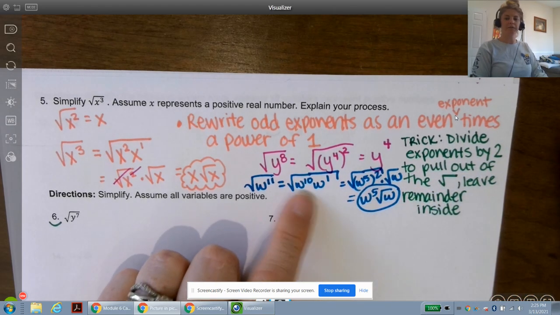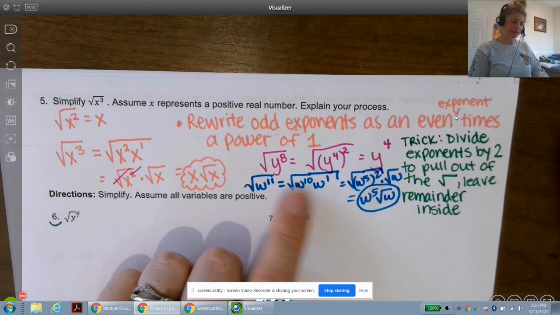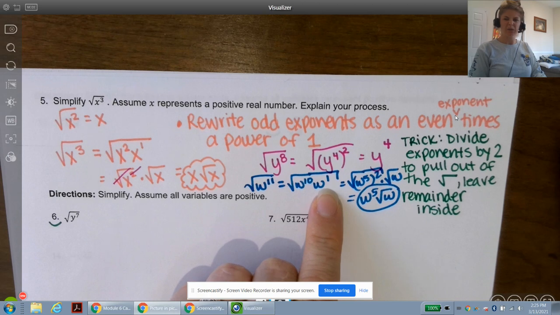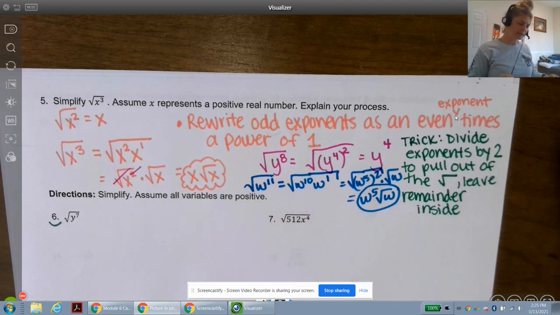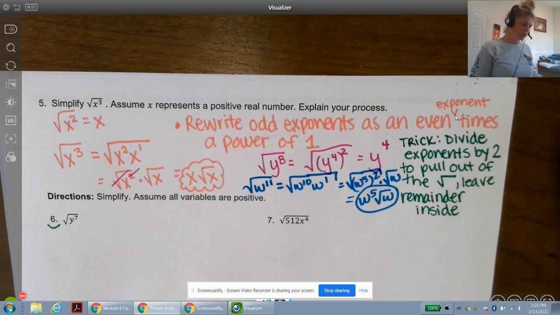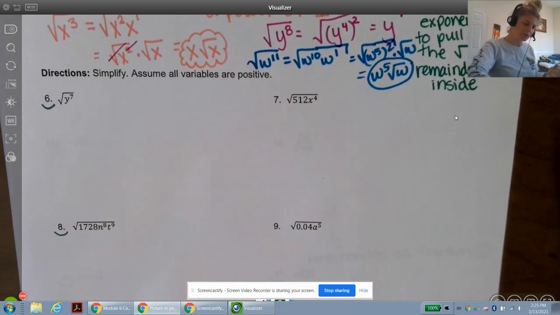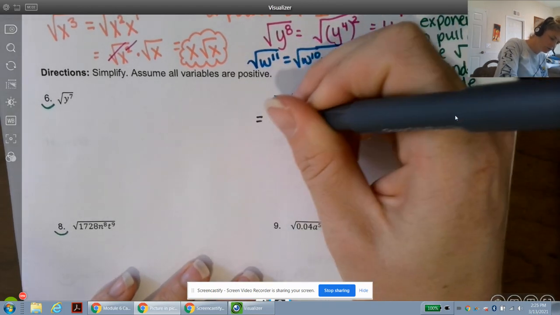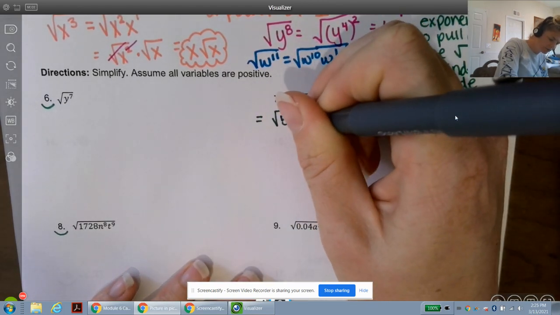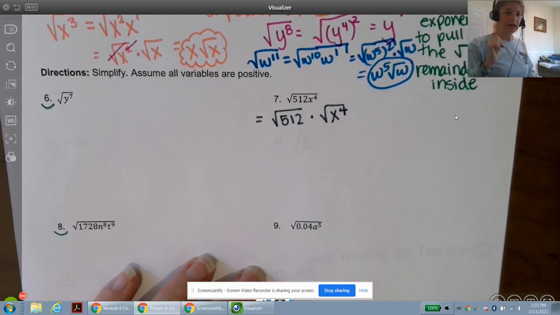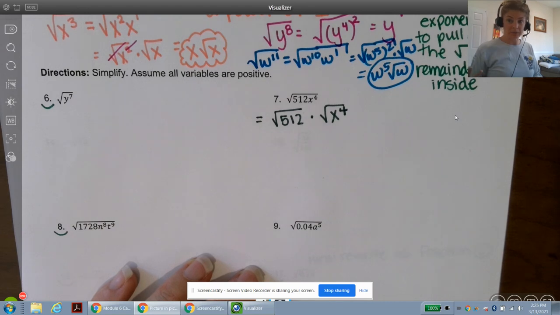Or you can take that shortcut from here. W to the 10th, half of it is 5, so w to the 5th when you pull it out of the radical, and that other w, that lonely w, just has to stay inside. Okay, so I'm going to do 7 and 9 with you. The first thing on number 7, I noticed it's the square root of 512x to the 4th power. So I'm going to break it into 2 radicals: the radical of 512 times the radical of x to the 4th. And the reason I can do this is because everything is being multiplied.